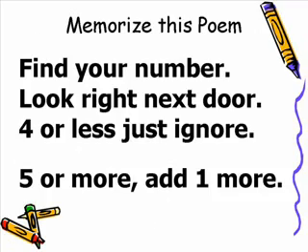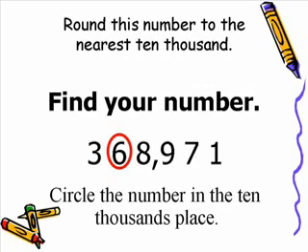Find your number, look right next door, 4 or less, just ignore. 5 or more, add 1 more. Now let's put this into action in rounding numbers. For example, let's say we want to round 368,971 to the nearest 10,000.